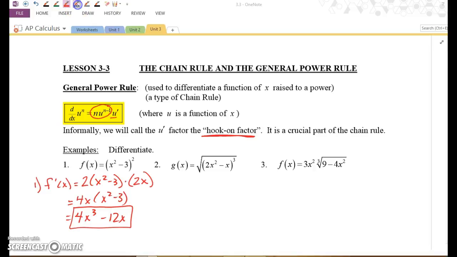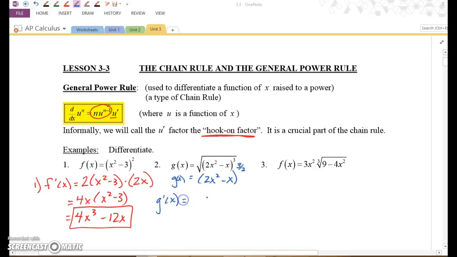Moving to question number 2. Now they write this as a square root. The first thing you have to do on question number 2 is rewrite it. You can't leave it as a radical. So the rewrite of g of x would be the quantity 2x squared minus x to the 3 halves. Remember, the denominator becomes the radical and the exponent stays in the top. Now we're going to derive this.